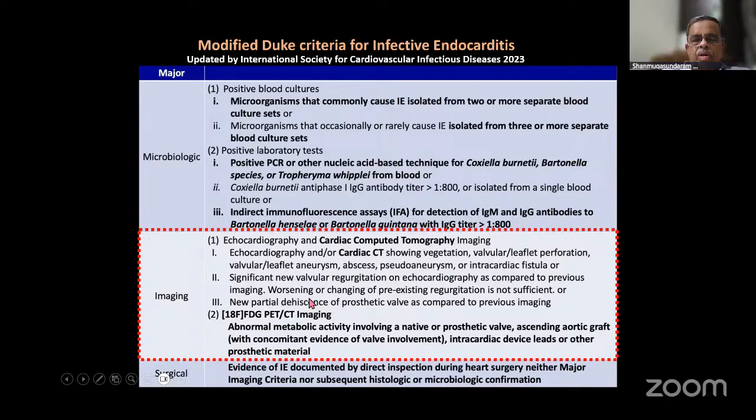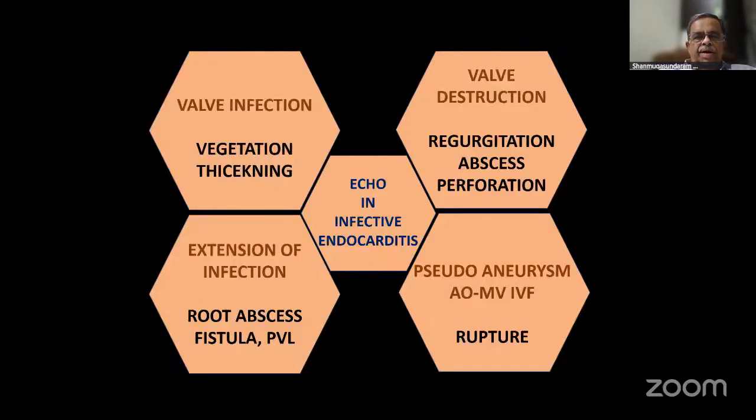And also remember that worsening or changing of pre-existing regurgitation is not sufficient to diagnose IE, in contrast to what we originally believed. Similarly, appearance of a new murmur is no longer considered as a very valid sign of infective endocarditis. Imaging also can identify dehiscence of the prosthetic valve, and PET CT can identify metabolic activity in either native valve or prosthetic valve, thereby increasing the suspicion of infective endocarditis.